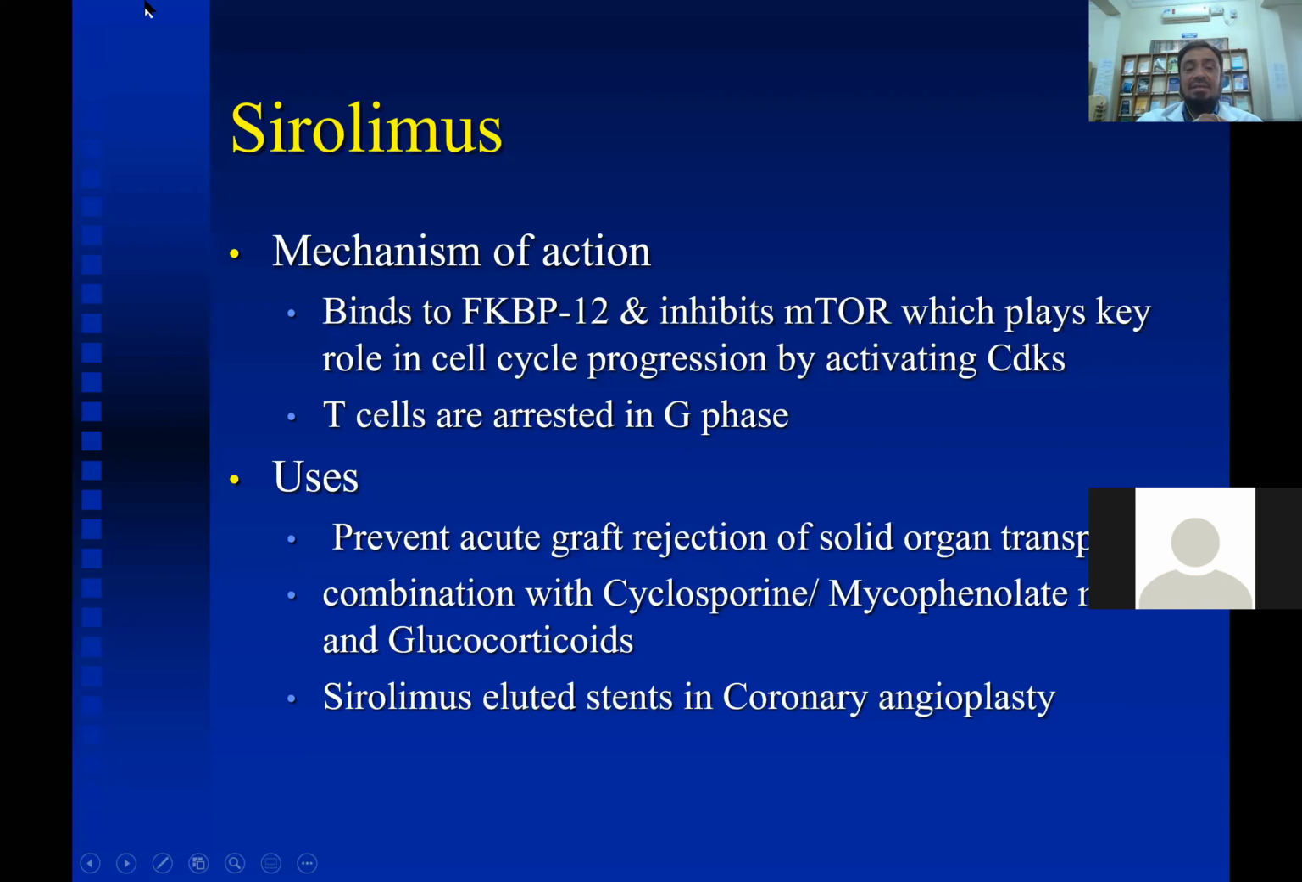Sirolimus is also used for coronary angioplasty. In coronary angioplasty, we put stents, right? These stents are available as medicated stents, and one of the medications in them is sirolimus. Why is sirolimus given? So as to prevent angiogenesis, so that there may not be a block once again. So sirolimus eluted stents are very much used nowadays in coronary angioplasty.